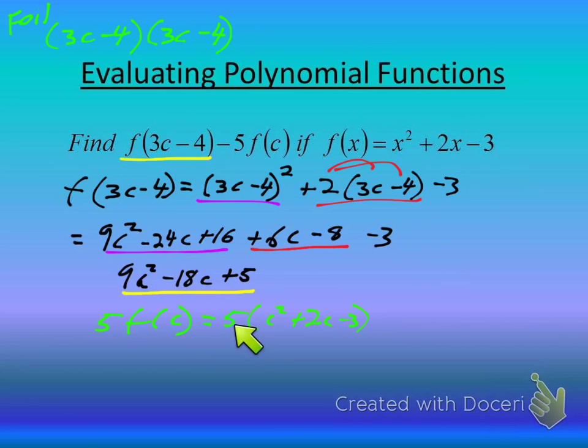No, I haven't forgotten about the negative. So distribute 5. Or actually, back up. Include the negative. It'll make it easier, now that I think about it. So distribute negative 5. Now, negative 5c squared, negative 10c.